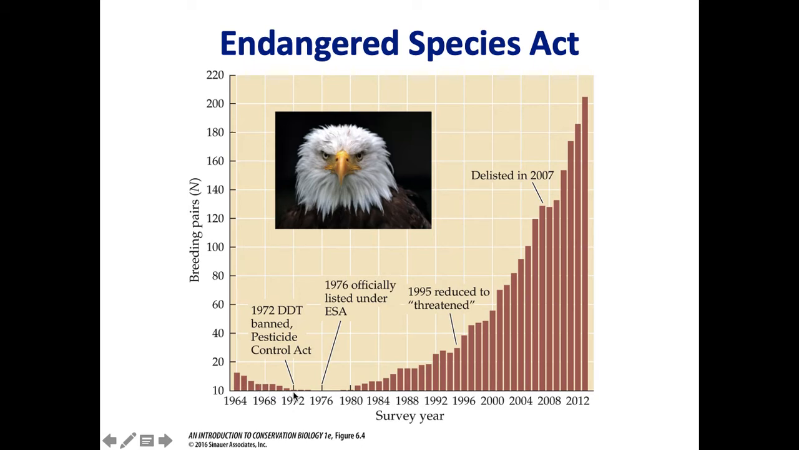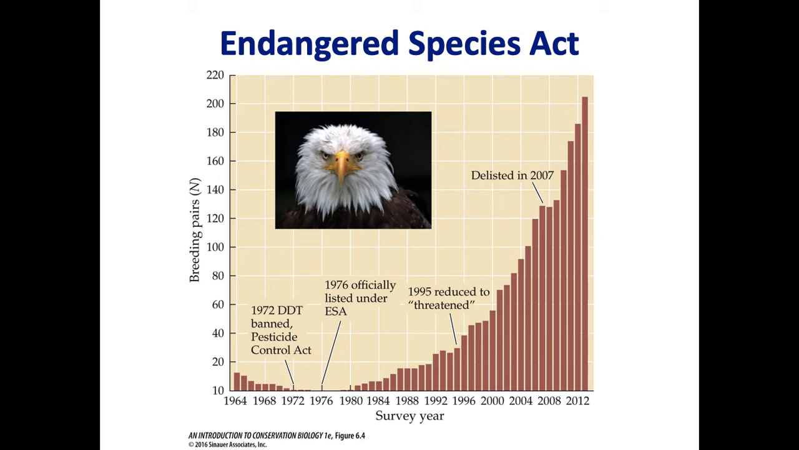In 1972, DDT was banned with the Pesticide Control Act. But you can see the number of breeding pairs was very, very low in the survey year in 1972 when that occurred. They almost disappeared. They were listed in 1976.